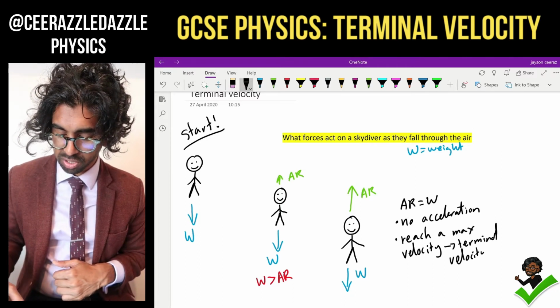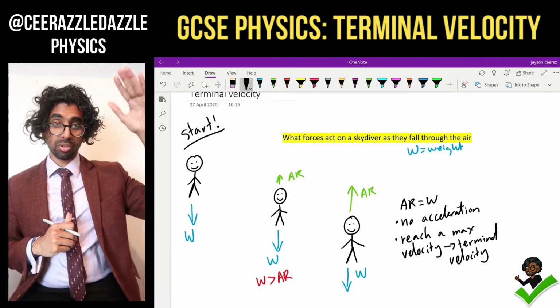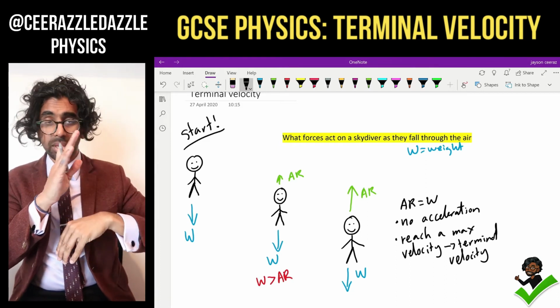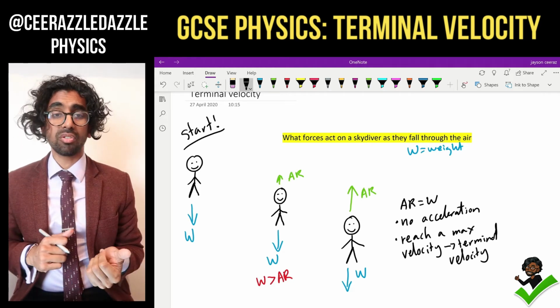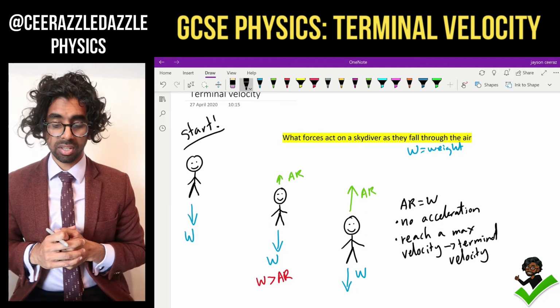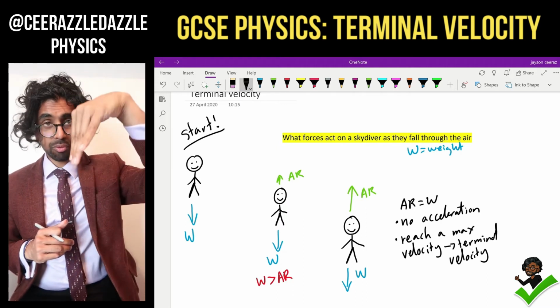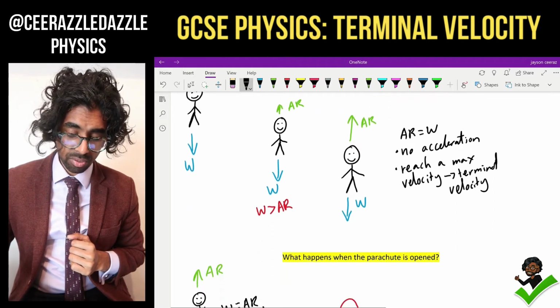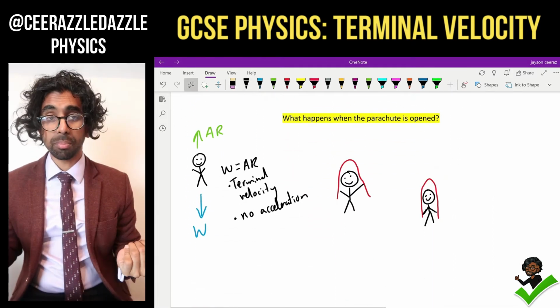So terminal velocity. From the top, you start to fall down, the air resistance starts to build up. Eventually, when they both balance out, the acceleration stops and you move at a terminal velocity. That's always when you fall through a fluid. Right, okay, so what happens when you open the parachute?